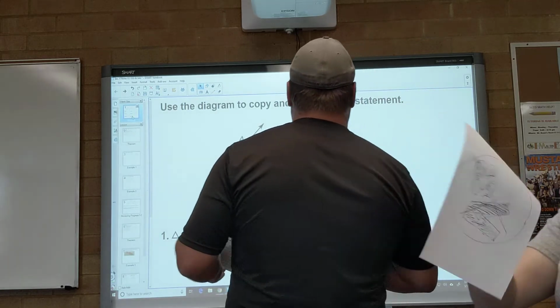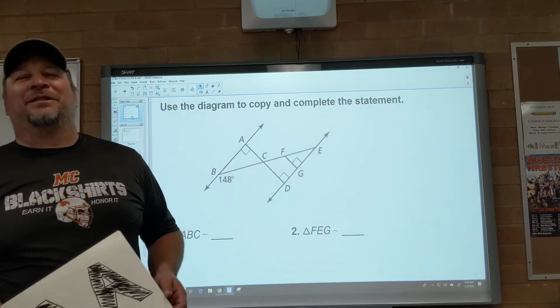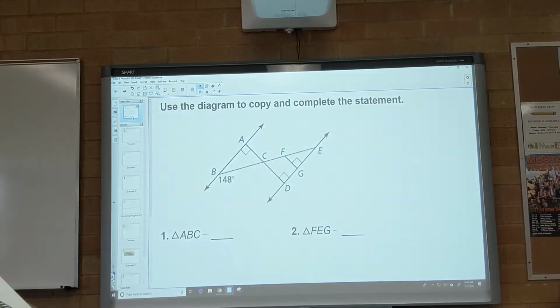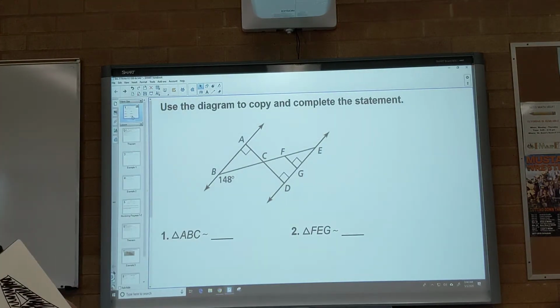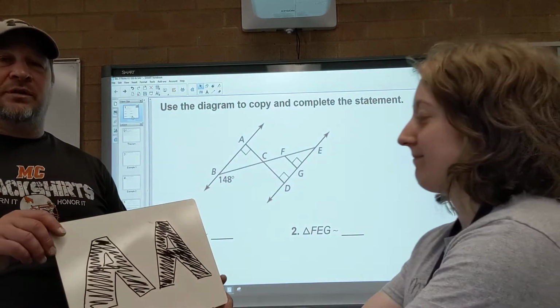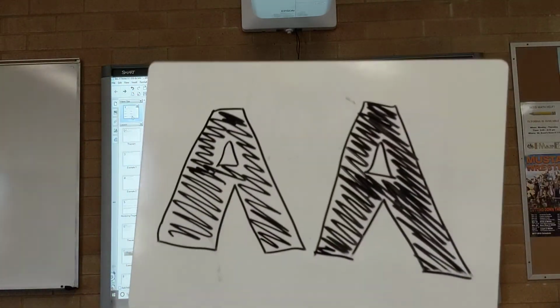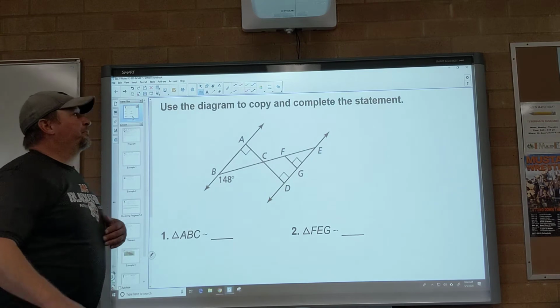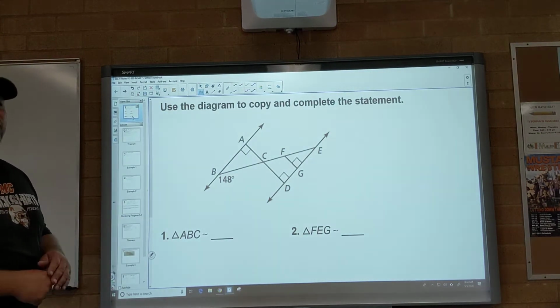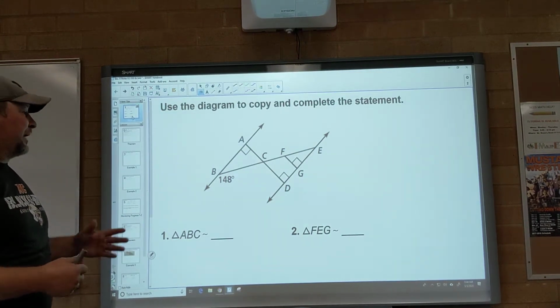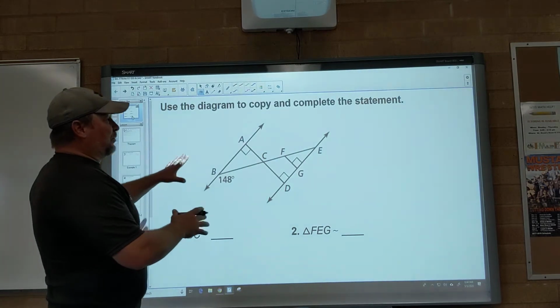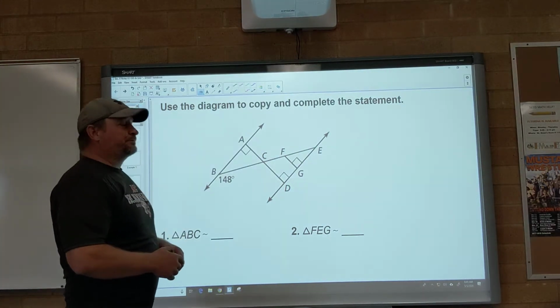The 2 that we're going to work on today are side, side, side, and side, angle, side. But before we do that, we're going to review with you real quick proving that 2 triangles are similar by angle, angle. That's what we're going to look at here. This is a review question.